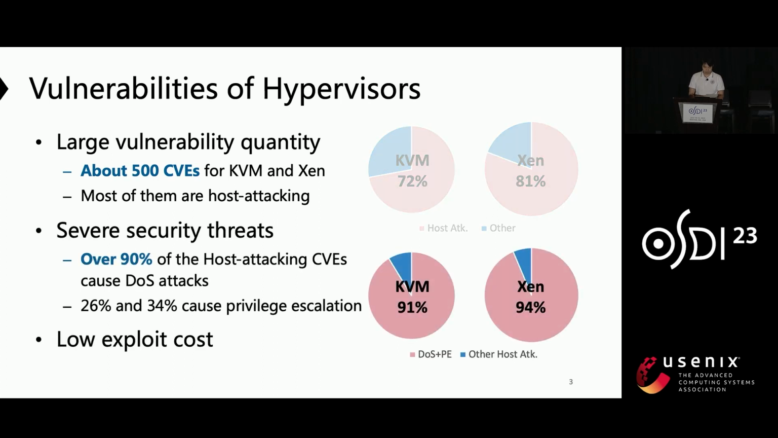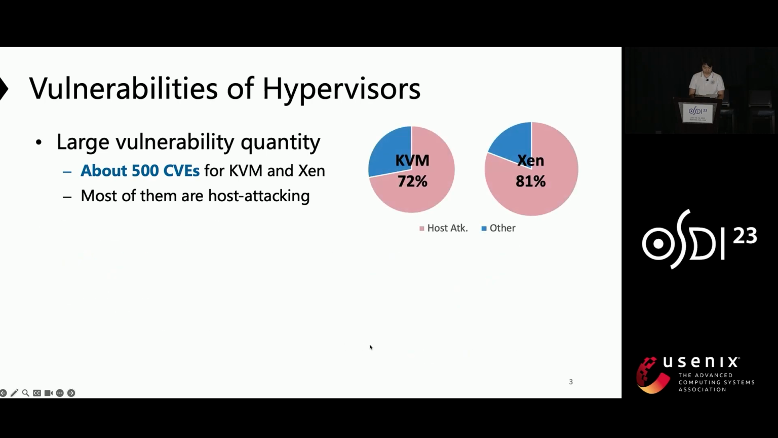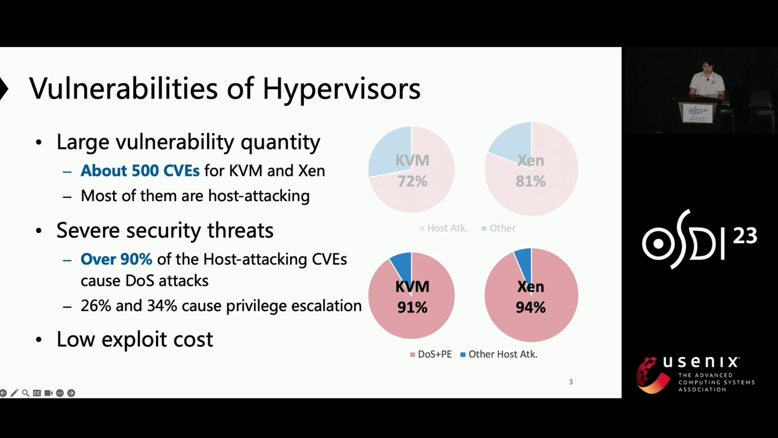The attack effects are also severe. Over 90% of the host attacking CVEs can be exploited to launch DOS attacks, which can compromise the reliability of the entire system. Part of them can even enable attackers to escalate the privilege and compromise the host kernel. Finally, such CVEs can be exploited at relatively low costs by experts.